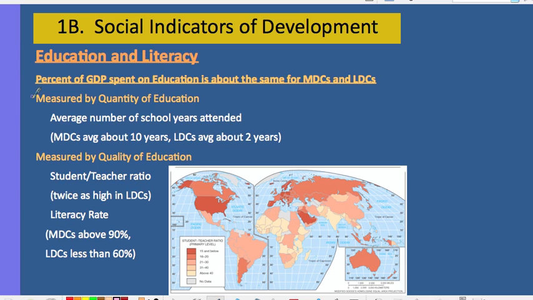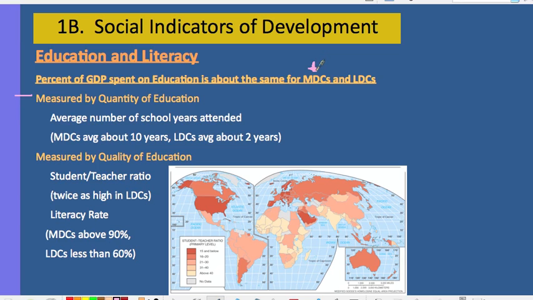quantity. Let me just first say that the percent of GDP, gross domestic product, spent on education is really about the same for MDCs and LDCs. They spend about the same percentage on education. The only difference is that MDCs make a lot more money. They have a higher GDP overall than LDCs. So even though it's about the same percent, more money is being spent on education in MDCs.